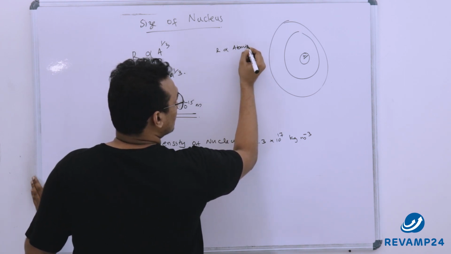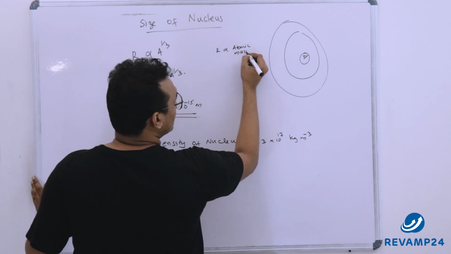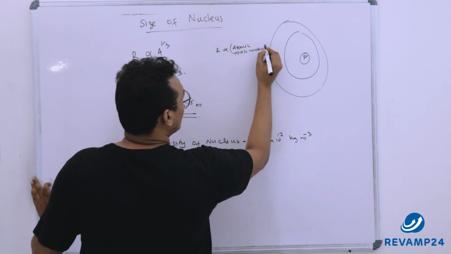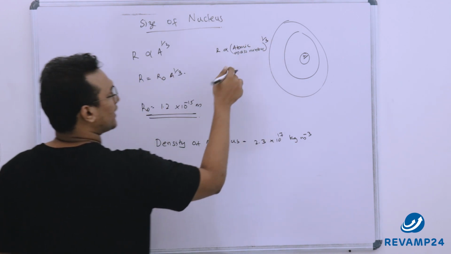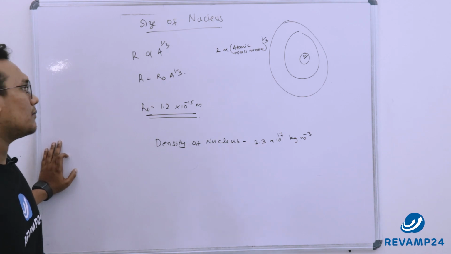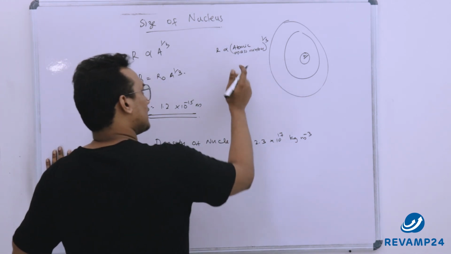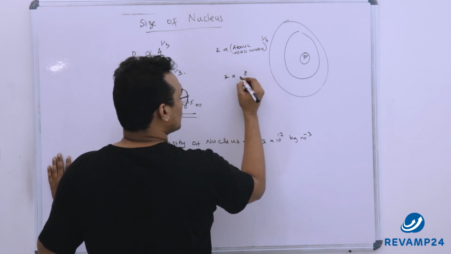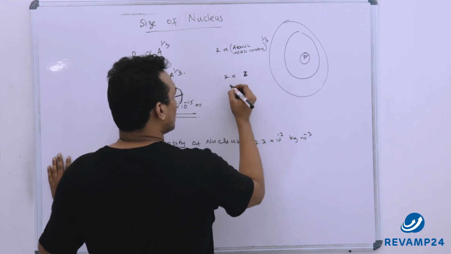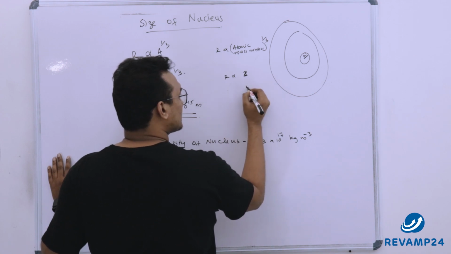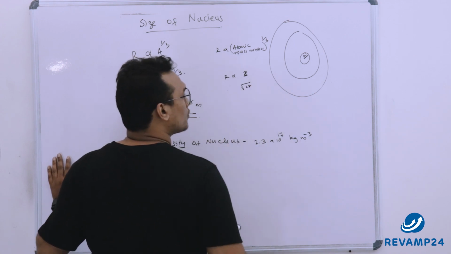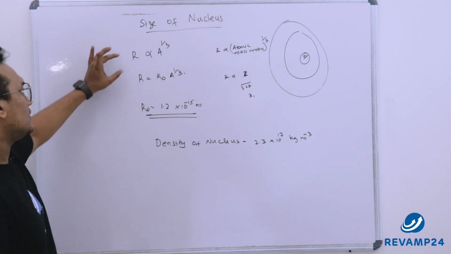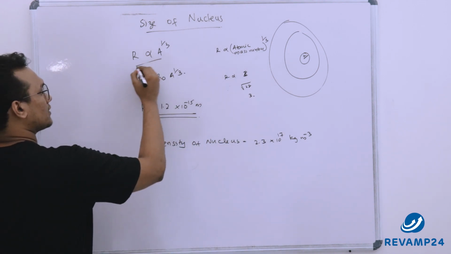atomic mass number to the power 1 by 3, or I can say the cube root of the atomic mass number. So if the atomic mass number is 8, then R is directly proportional to the cube root of 8, which would be 2. Now if the atomic mass number is 27, then it would be the cube root of 27, which is 3. Anyway, this is a very important relation.